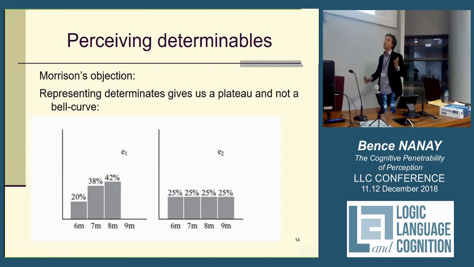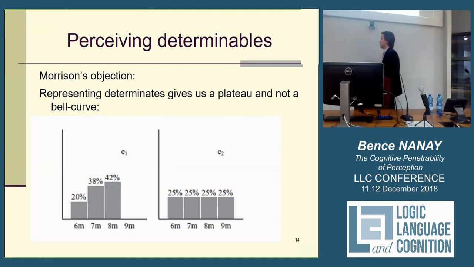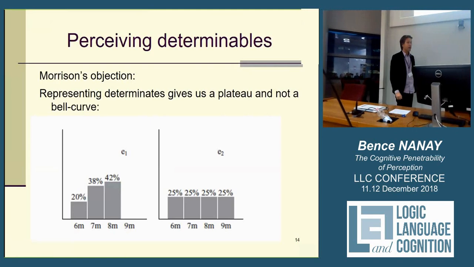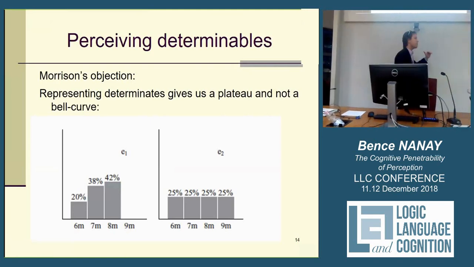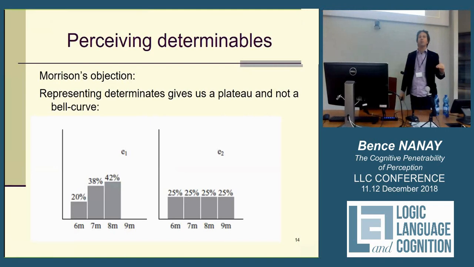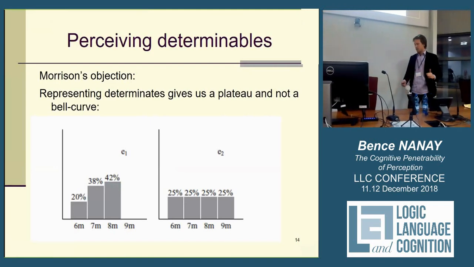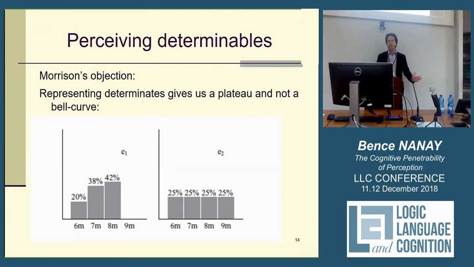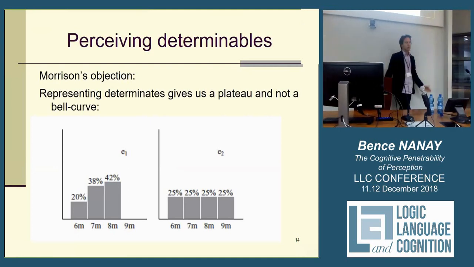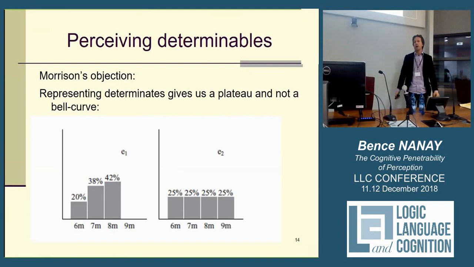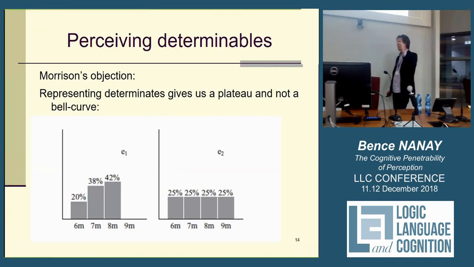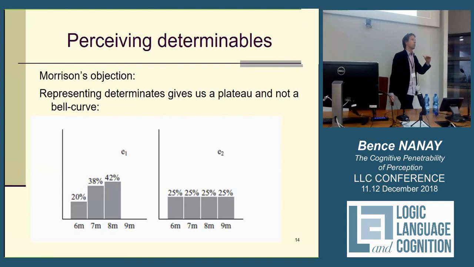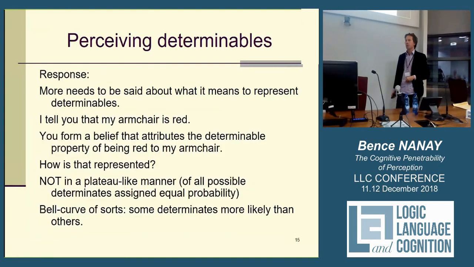And he thinks that if we were to describe this phenomenon in terms of the attribution of determinable properties, then that would imply that all of the determinants of these determinables would have the same probability. I don't see why this would be so. I don't think that that's the determinable-determinant distinction. I don't see why the representation of a determinable would imply that I attribute equal probability to all these determinants.